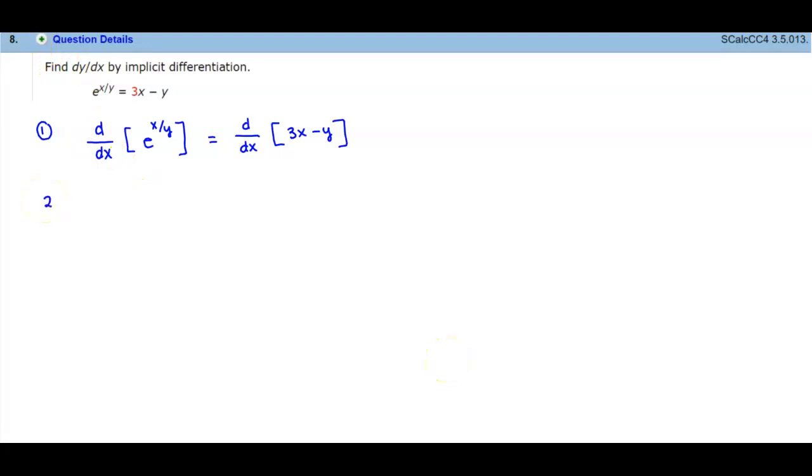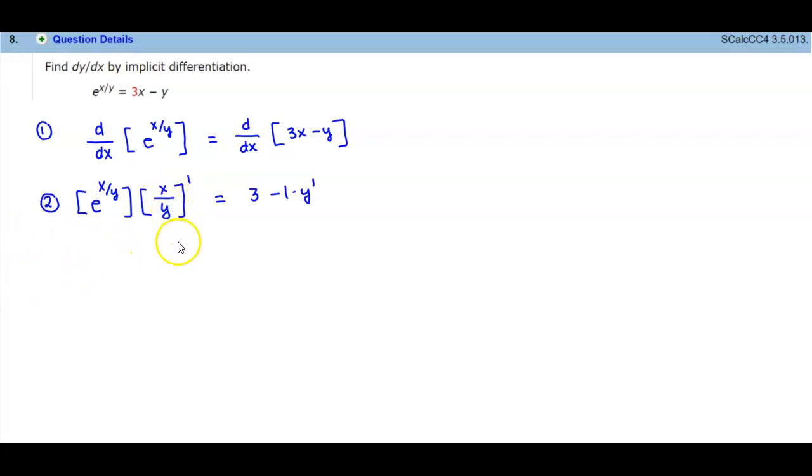Okay, so when we take the derivative of e to the x over y, we're going to have to use the chain rule. We know the derivative of e to the x over y gives e to the x over y, and then we have to take the derivative of the inside function, which is x over y. That's going to equal the derivative with respect to x of 3x, which is 3, and then the derivative of minus y is minus 1 times y prime.